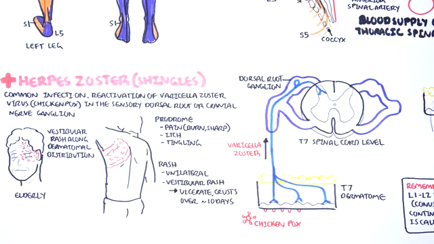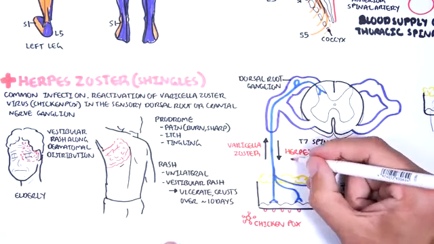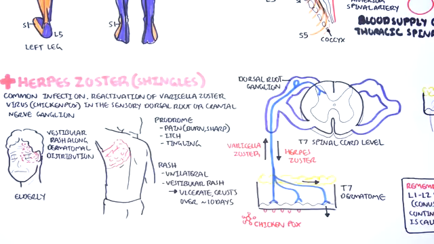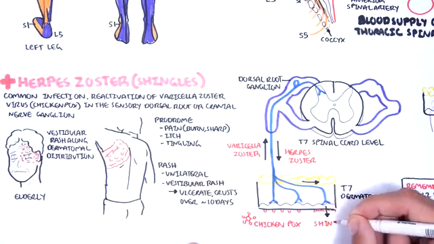Years later, when the child gets old, the chickenpox virus, also known as the Varicella zoster virus, can reactivate, maybe due to immunosuppression or whatnot, but essentially it will become the herpes zoster virus, which will travel back up the sensory nerve fiber and express itself along the T7 dermatomal distribution as shingles.